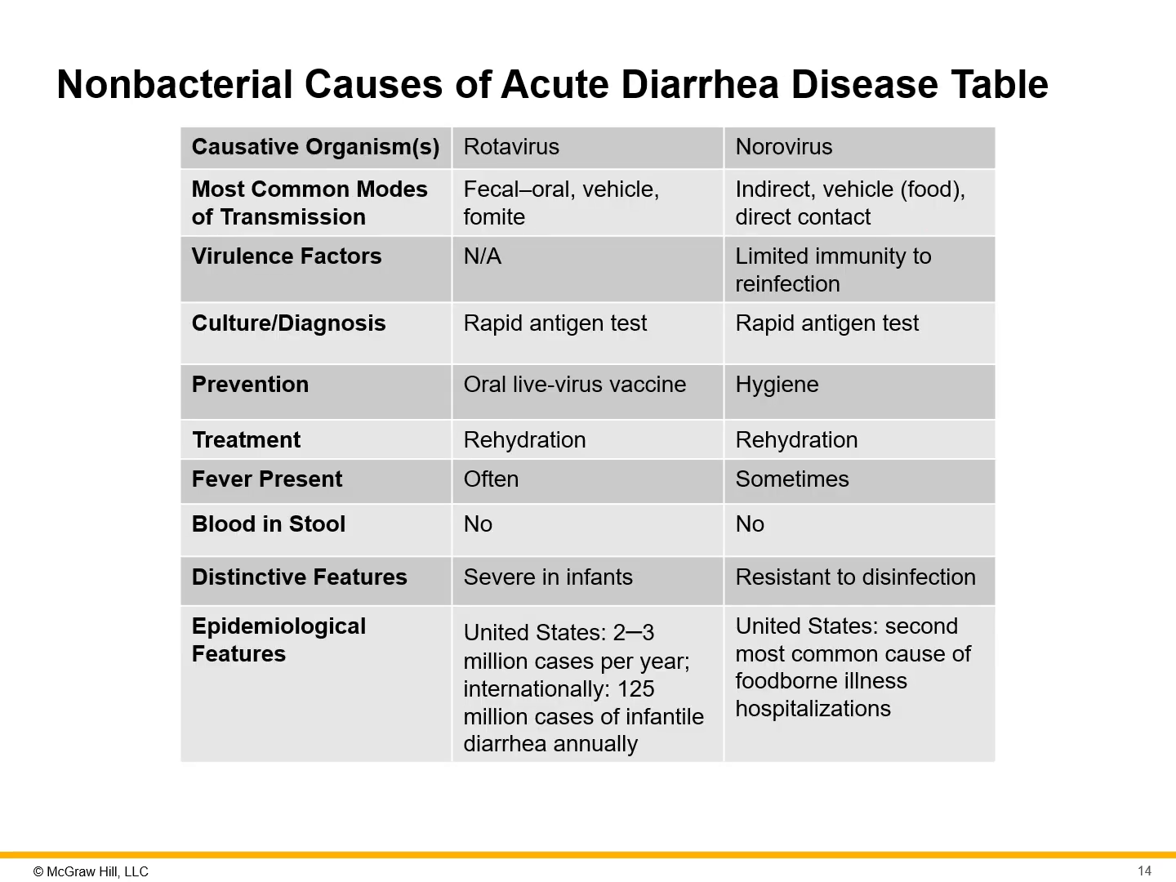And then our non-bacterial, so rotavirus and norovirus. Again, rotavirus more severe, norovirus more common. So again, vehicles can be from direct or indirect contact.